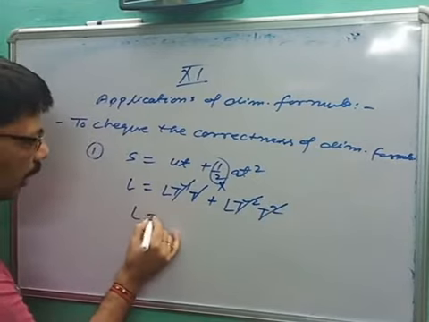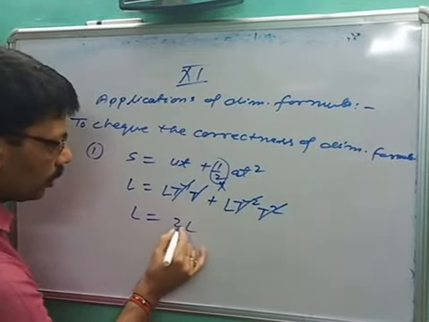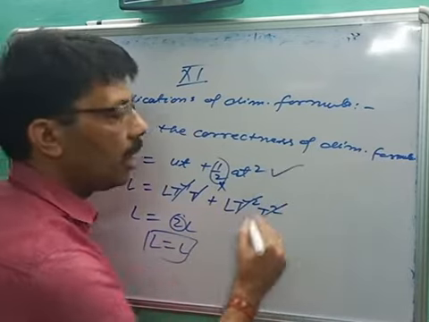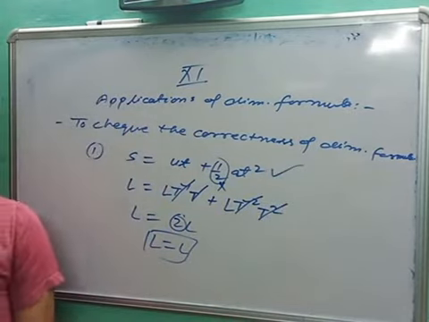We will get L is equal to L plus L, 2L. 2 is not a physical quantity, so it becomes L is equal to L. It means the given formula was correct. Are you getting it? Very easy.